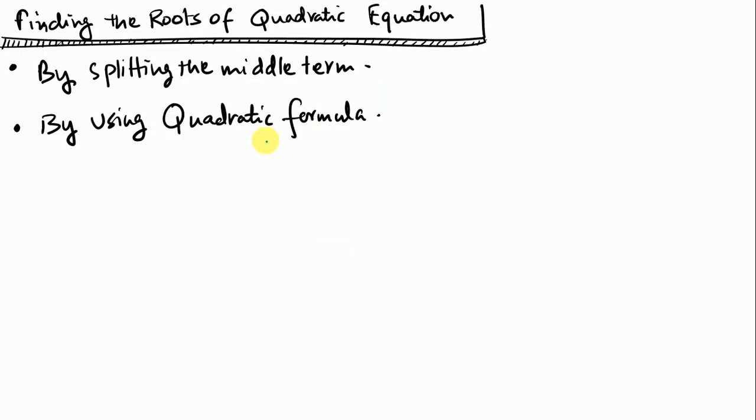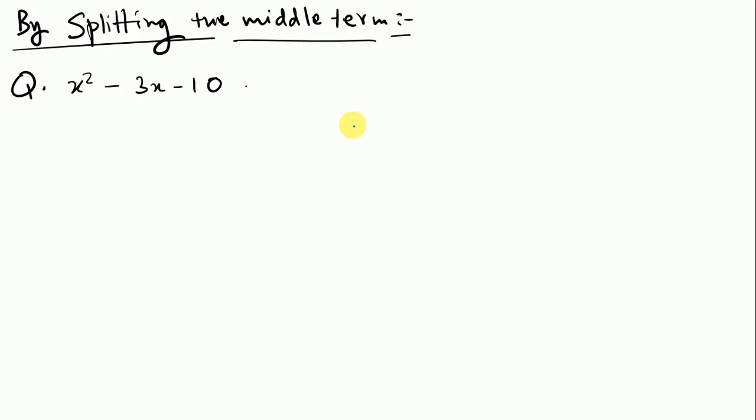Now how will we find the roots of a quadratic equation? Basically, to find the roots of a quadratic equation, we have two methods. The first method is splitting the middle term, which is most commonly used, and the second is using the quadratic formula. The quadratic formula is the most efficient method, where you simply put in the formula and the values of a, b, c, and you get the value of x. So let us start with the first method, that is splitting the middle term.